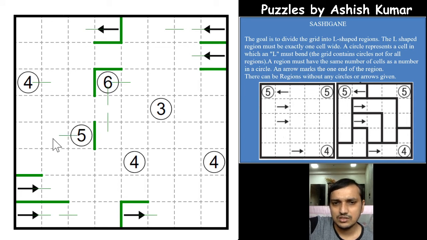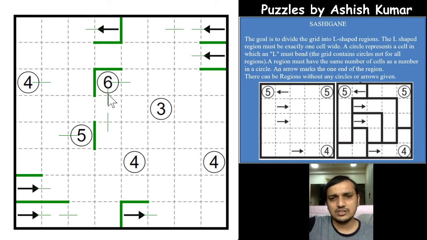There can only be one circle in a single region, right? Because we know that one of the circle cells has to have the number indicating the number of cells in the region. So you can have only one circle cell in a region, but you can have 2 arrows in one region. It is possible to have 2 arrows, but only one circle cell.